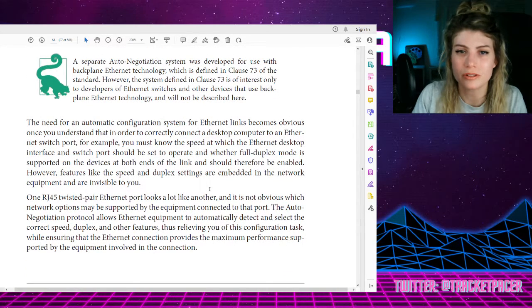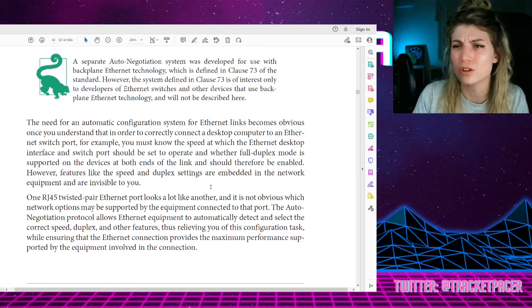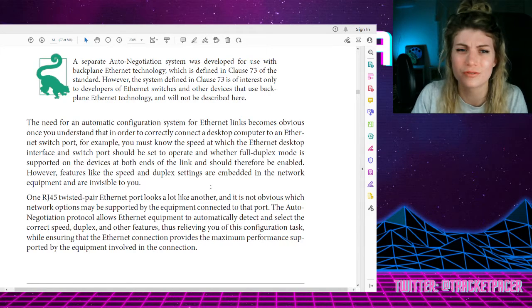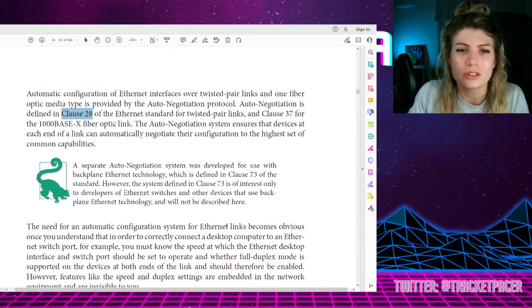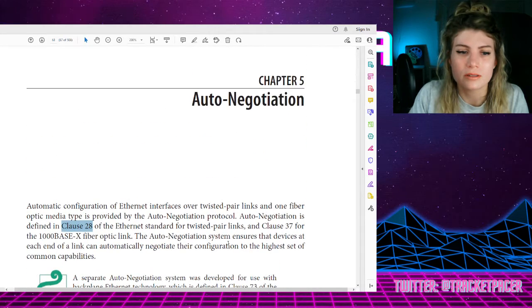A separate auto negotiation system was developed for use with backplane Ethernet technology, which is defined in Clause 73 of the standard. How many clauses does 802.3 have? Holy shit. Hang on. Nope.